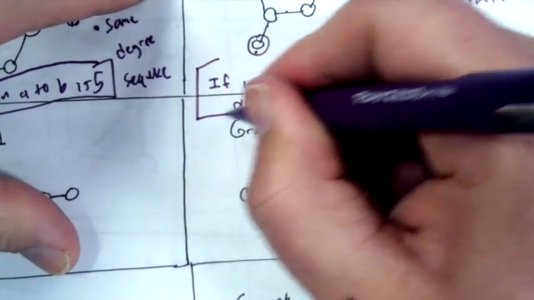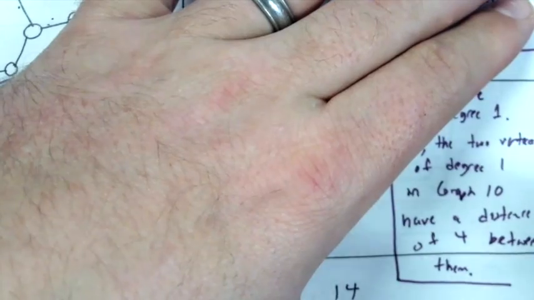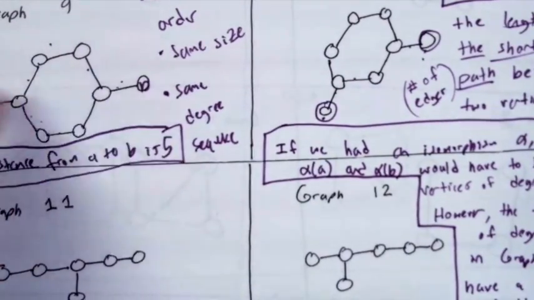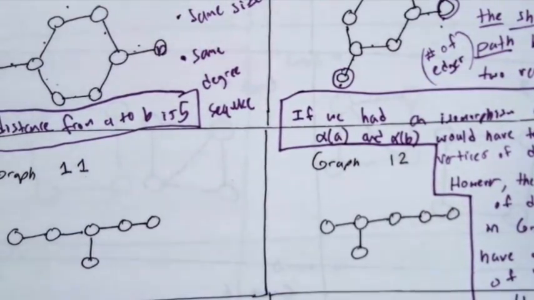So here's my argument as to why no isomorphism is possible. The structural property that I'm going to rely on here is the distance between vertices. First, I'm using degree to say, let's look at the distance between the degree 1 vertices, and in the two graphs the distances differ, so they can't be isomorphic. What about graph 11 and graph 12?